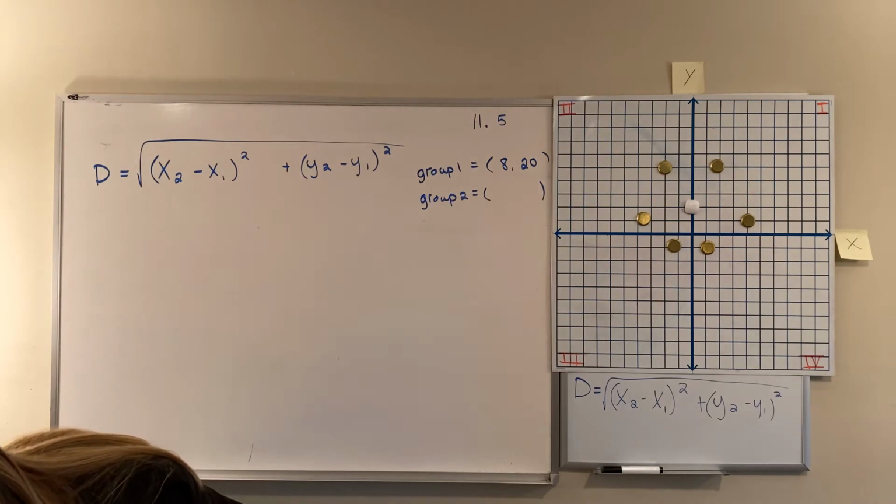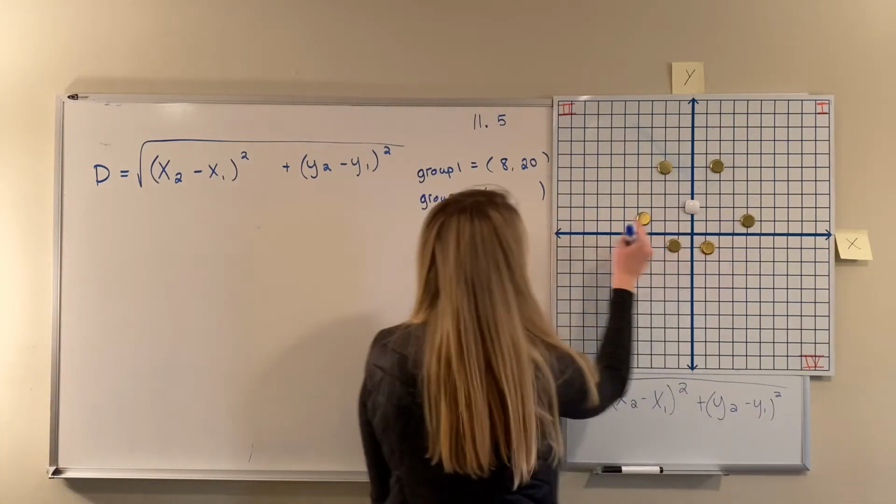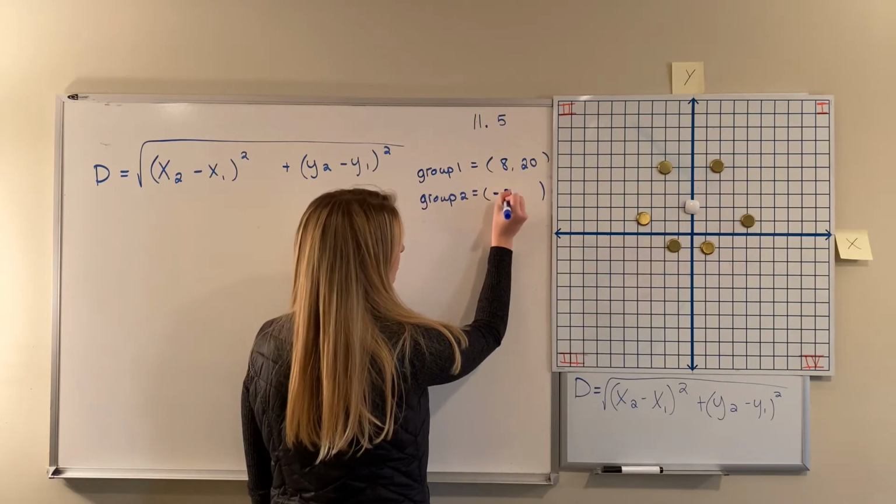On her first putt, the ball lands 2 feet to the left. 2 feet to the left means we're into my negatives. So 2 feet to the left.